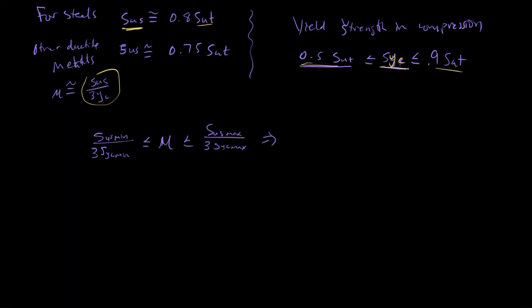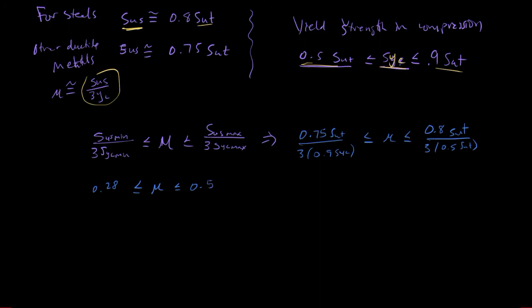If we rewrite this in terms of our ultimate strength, we can say that it's about 0.75 SUT over 3 times 0.9 SYC, and it's a funny looking mu, and that's less than about 80% of SUT over 3 times 0.5 SUT, which means that mu is between about 0.28 and about 0.53, just based upon the material properties.